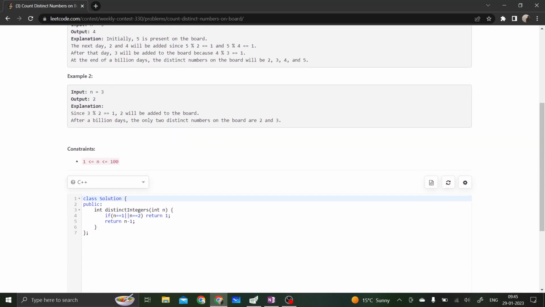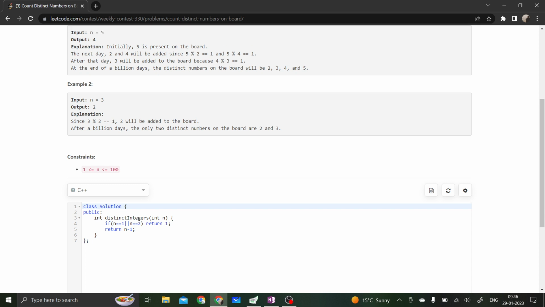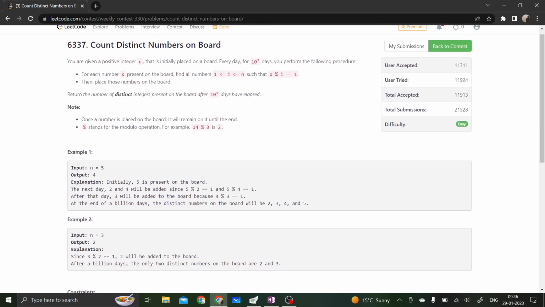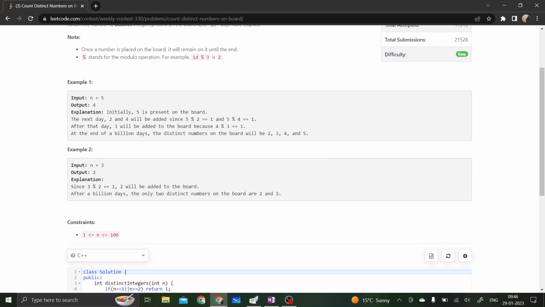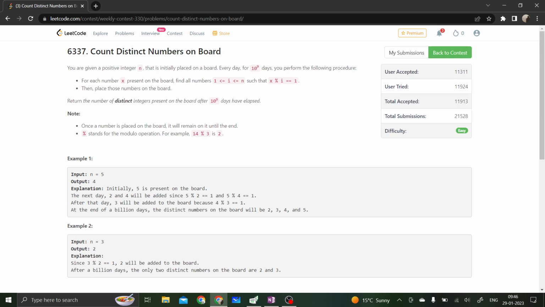So the code is very simple. If n is 1 or 2, we will simply return 1. And if it is any other number, we will return n minus 1, because we will be producing all the numbers, since the days given to us are 10 raised to the power 9 and we only have n between 1 and 100. So we can easily say that we don't have to perform for 10 raised to the power 9 days. If we were doing that, we would be considering each and every number.